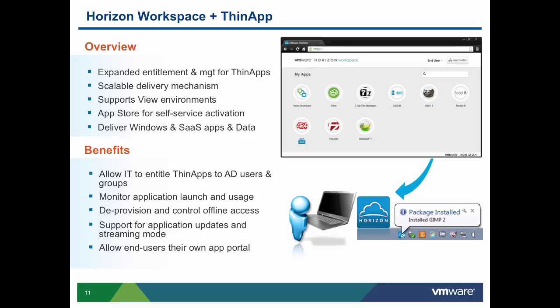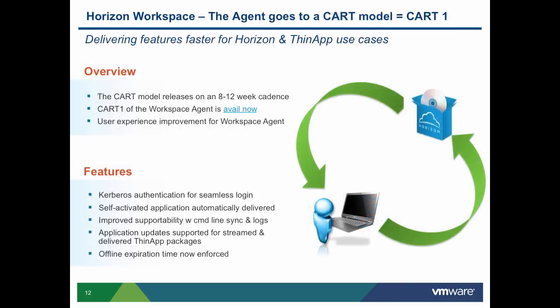So Horizon Workspace has a good story to tell for delivering Windows, SaaS apps, and data. The benefits are IT has a single console to go and do entitlement across users and groups, see application events, and they're able to deprovision applications and provide end users their own app portal. Now, Horizon Workspace recently switched to a cart model for delivery of the Horizon agent. This is very significant because what this means is that on an 8 to 12 week cadence, new versions of the Horizon agent will be released, and it will include minor new features and bug fixes.